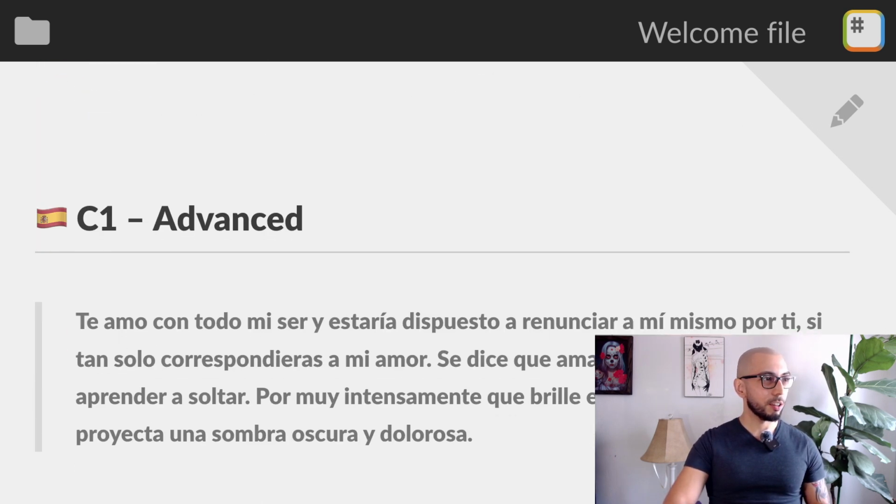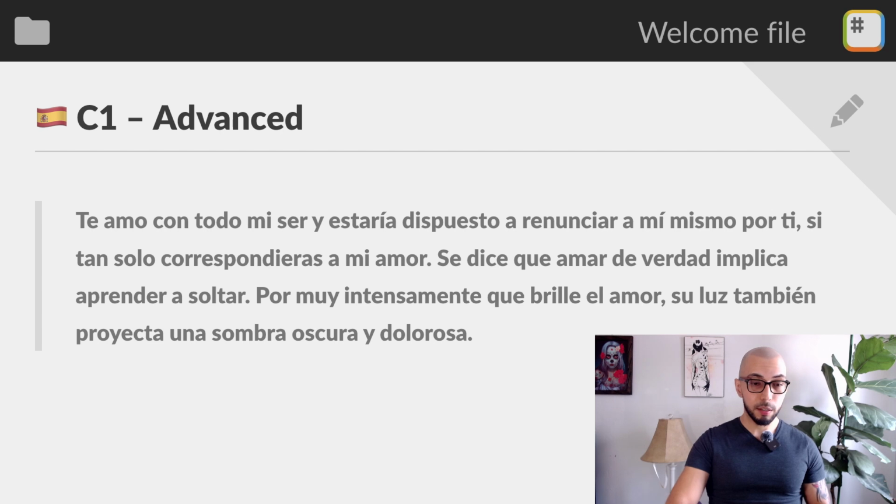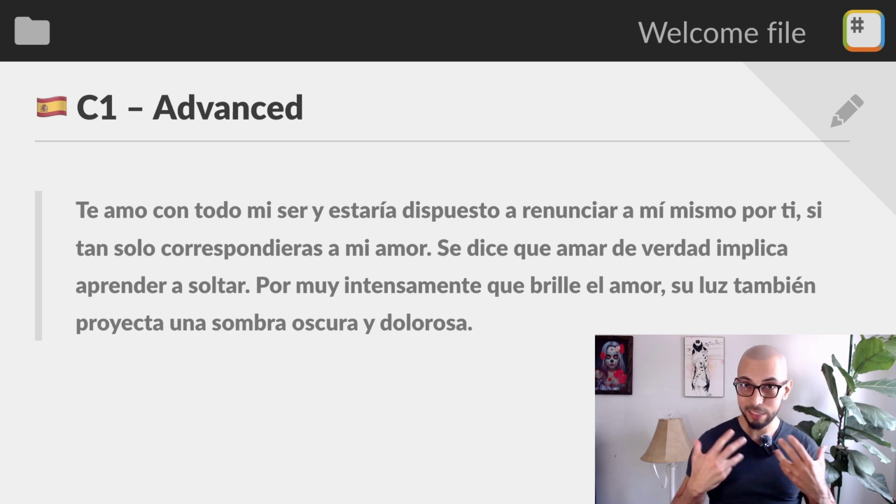So let's go. And now, ladies and gentlemen, we're looking at college level Spanish. Now we're looking at native speaker language. This is advanced Spanish. Let's see how our English sentence translates into advanced Spanish.